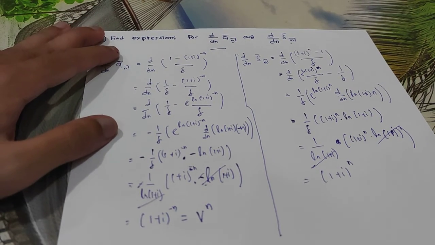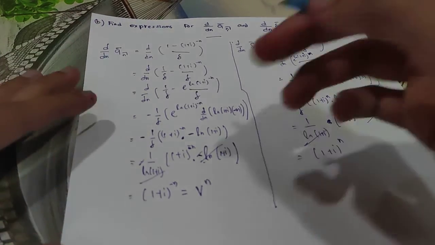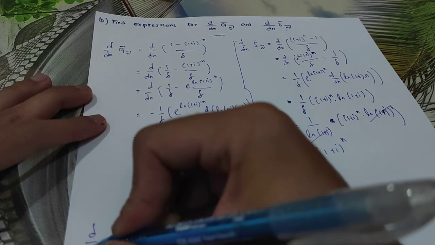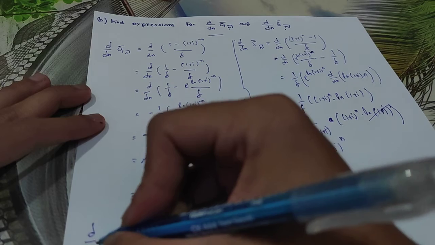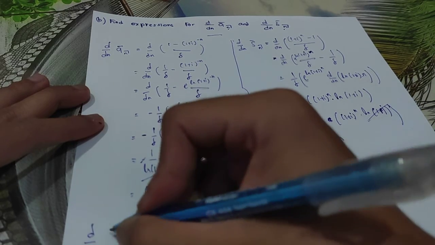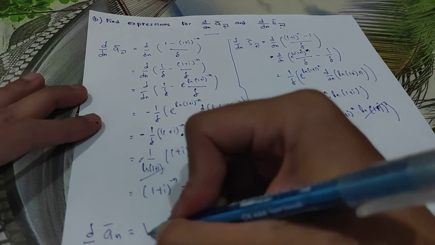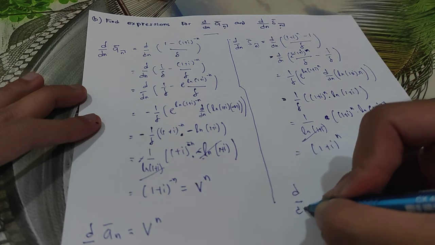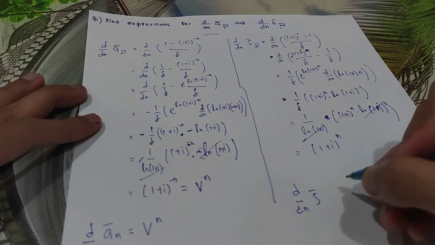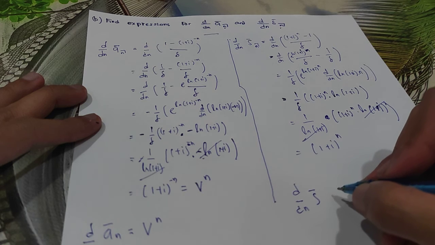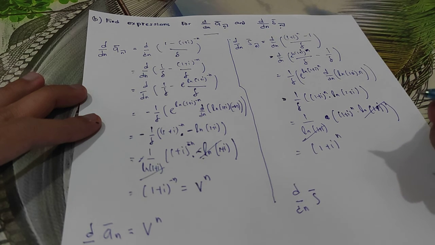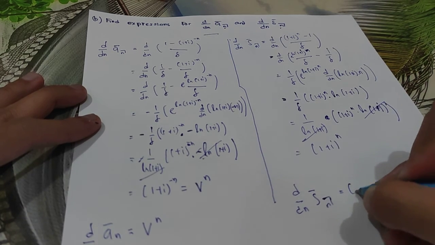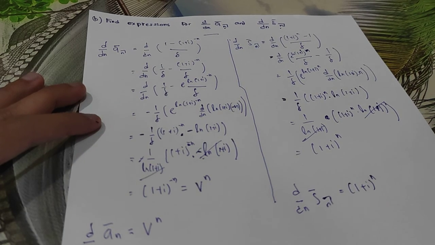Now we can conclude. The derivative of the present value of continuous annuity with respect to n is v to the n. The derivative of the accumulated value of continuous annuity is (1 plus i) to the power of n.